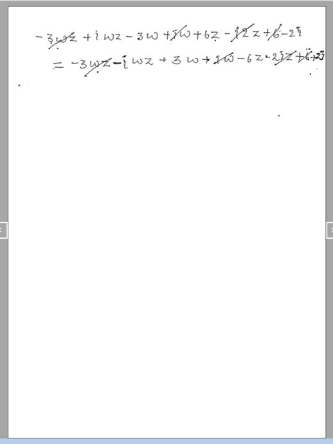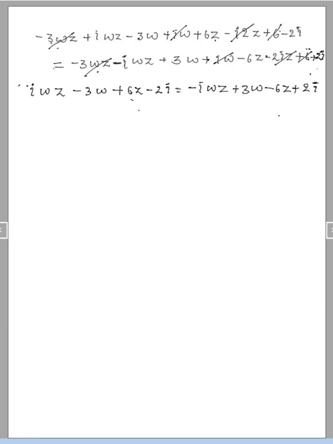Write down those terms. The left out terms are IWZ minus 3W plus 6Z minus 2I, which is equal to minus IWZ plus 3W minus 6Z plus 2I. As I told you, shift all the W terms to the left hand side, and only the terms containing Z and the constant, shift those to the right hand side.